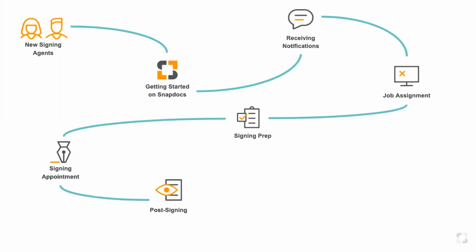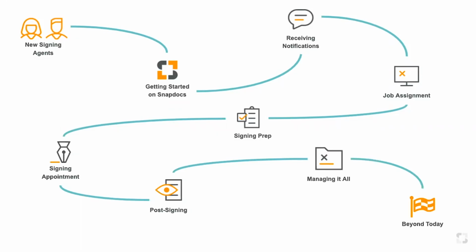And your next step is your post-signing review. Maybe that's going through the documents, making sure nothing was missed, making sure everything is correct, and then sending the documents back to the company so that they can do that as well. And then you're on to managing it all. You can go on to your next signing and continue this process as you move forward, and you'll go beyond today. And that's your roadmap to Snapdocs and how you can get started, receive notifications, get assigned to a signing, and so on and so forth.